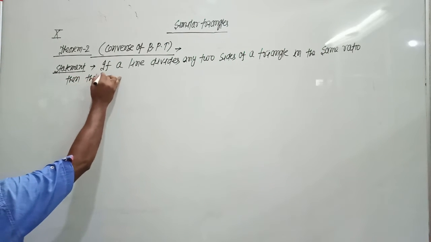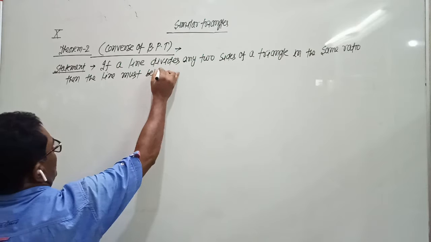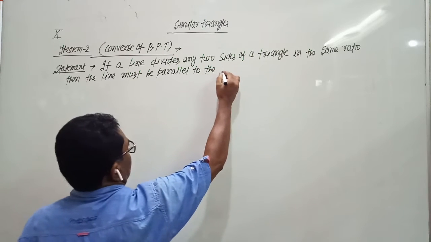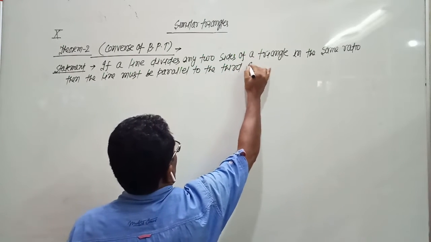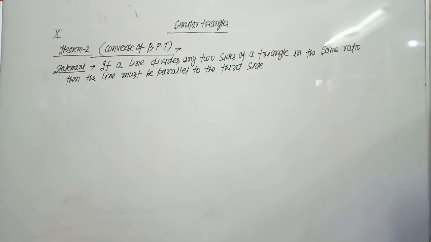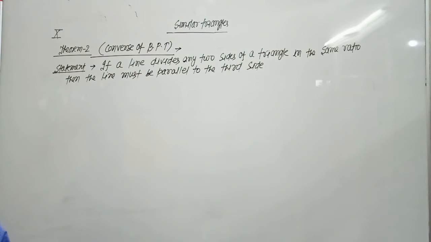In the previous theorem, BPT, it was given that the line is parallel to the third side. Here we have to prove that the line must be parallel to the third side. In BPT, we proved that the sides are in proportion. Here it is already given that the sides are in proportion. So this is the converse of BPT.